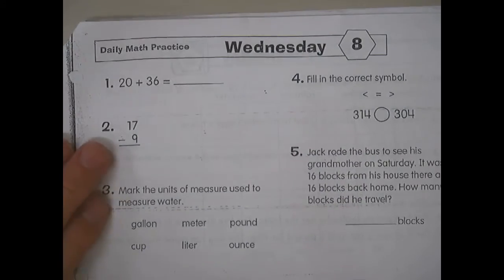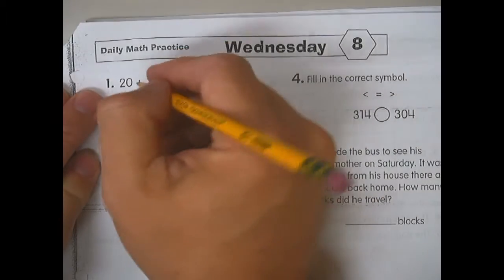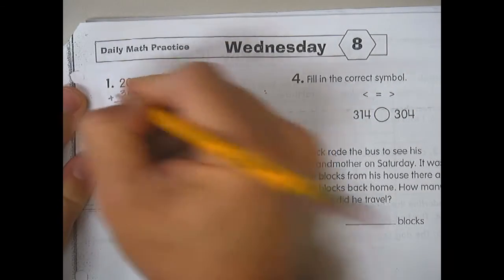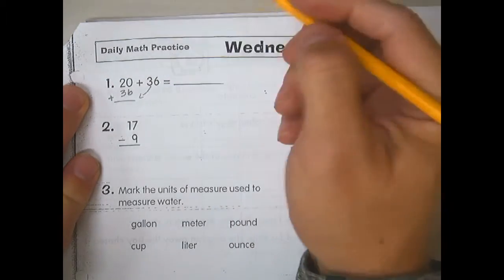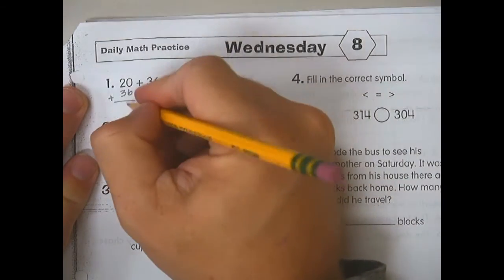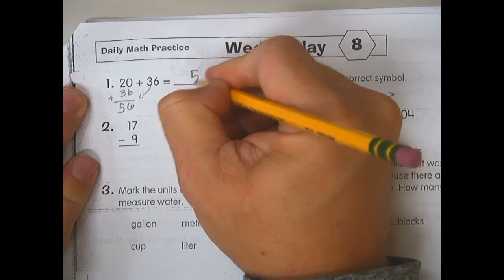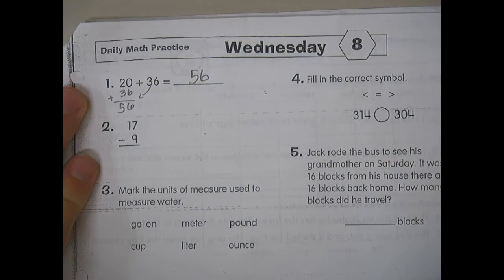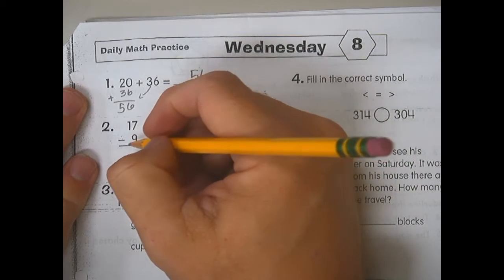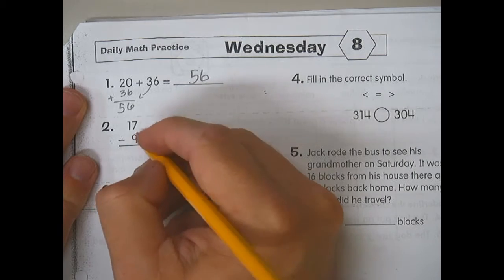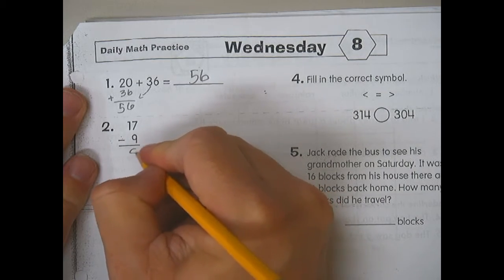All right. Math practice. 20 plus 36. Come on now. You should know by now I'm going to say, put it right here so that we are lined up with our place value. That's going to give us 56. And then right here, that is going to give us 8.